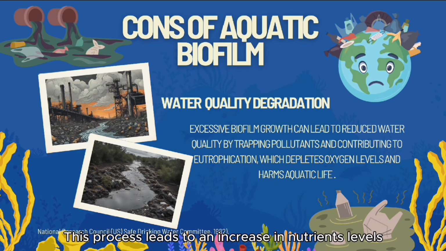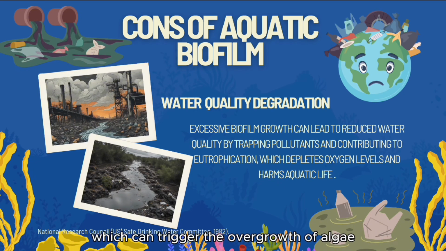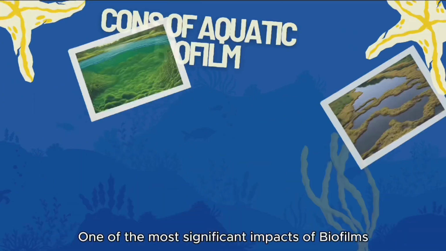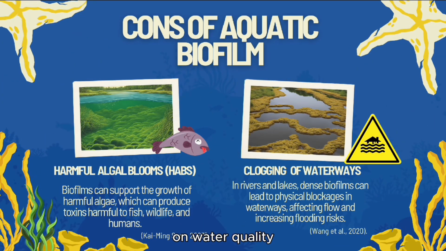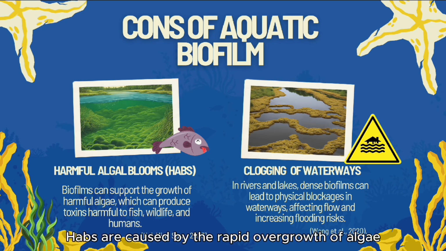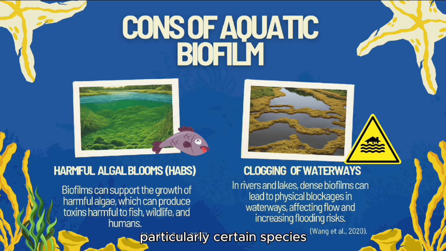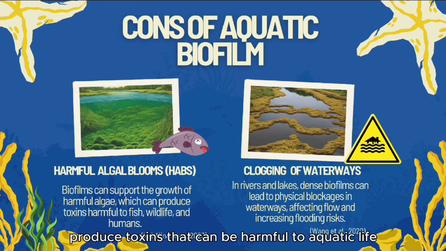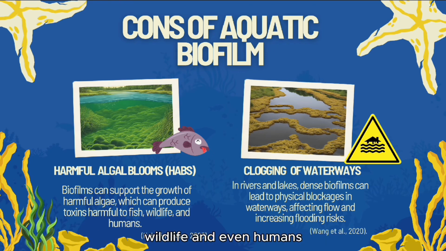This process leads to an increase in nutrient levels, which can trigger the overgrowth of algae and other plants, further degrading water quality. One of the most significant impacts of biofilms on water quality is their potential to contribute to harmful algal blooms, known as HABs. HABs are caused by the rapid overgrowth of algae, particularly certain species that can produce toxins harmful to aquatic life and humans.